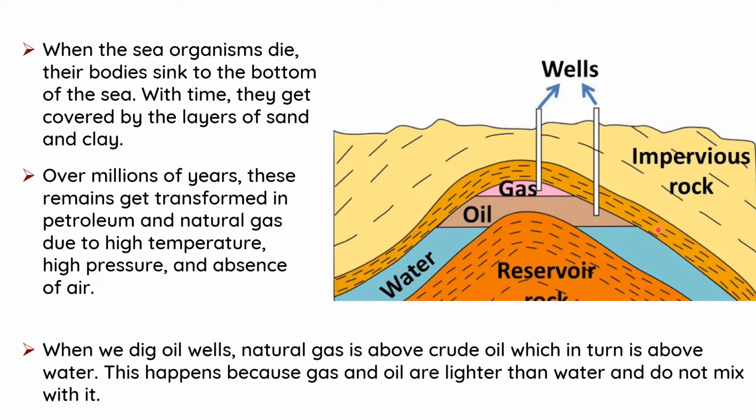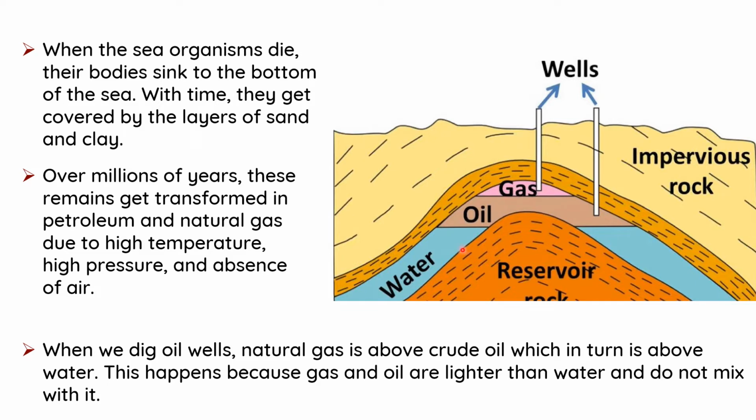In this picture, you can see that this is the impervious rock. Impervious means there are no pores or no holes, or this rock does not allow water to come inside. That kind of rock is called impervious, like granite. And when we drill this rock, we get the reservoir of petroleum. The reservoir means that it reserves or stores this petroleum.